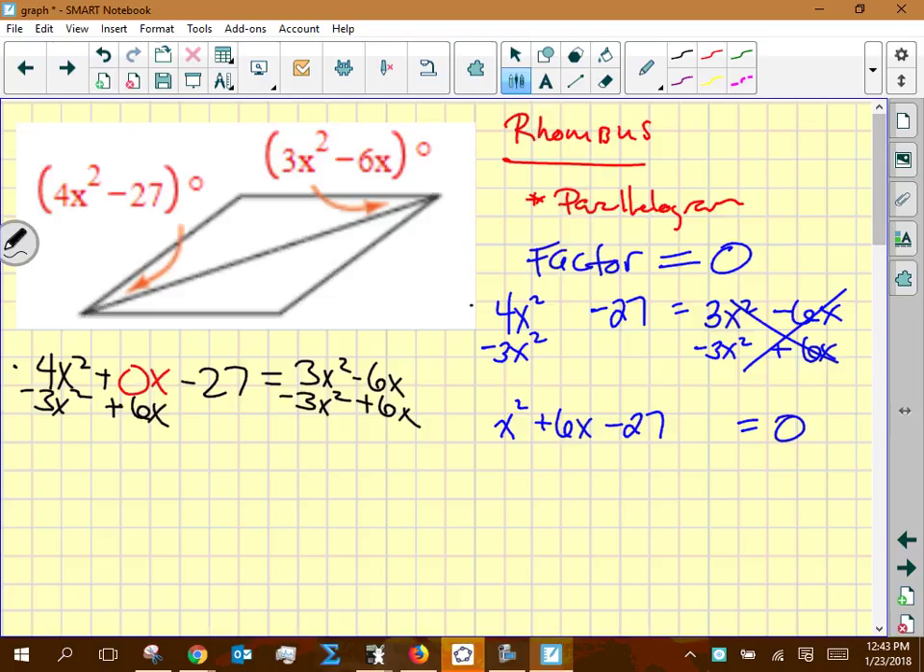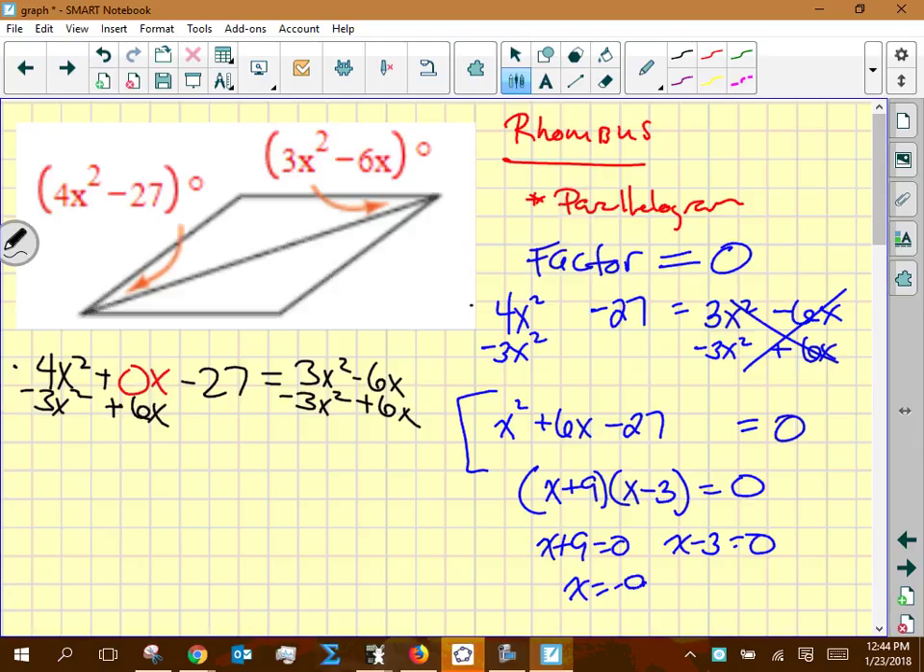So we get down to this now, and this looks just like the initial equation we did in class, right? So what are two numbers that multiply together to give me negative 27, and add up to 6? Yeah, 9 and negative 3. Good. So we got x plus 9 and x minus 3 is equal to 0. Now these two numbers multiply together and give me 0, so one or both of them are 0. So x is equal to negative 9 or x is 3, right?